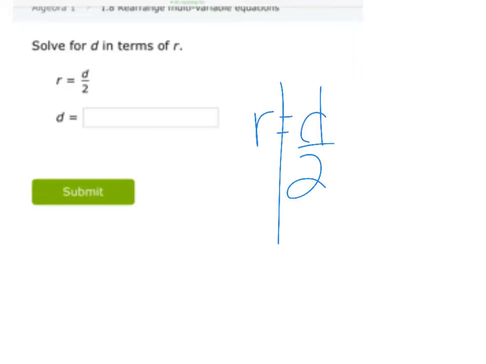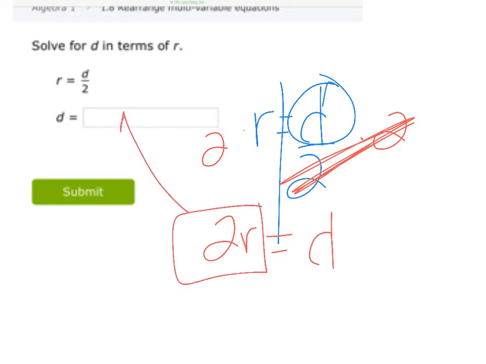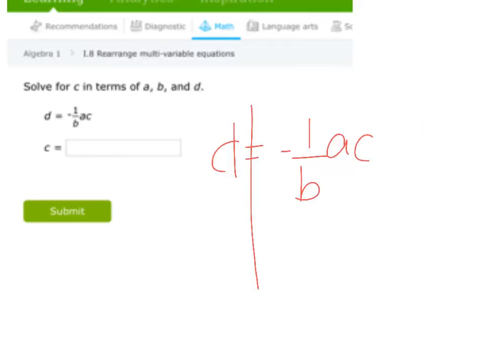For this problem, we have r equals d over 2, and we want to get d by itself. Again, if you look at the d value here, it is being divided by 2. So the opposite operation would be to multiply by 2. We're going to multiply both sides by 2. When that happens, these 2's go away, so we're left with our d, and then we'll have 2 times r. So we would plug in 2r, and that would equal d. So we're doing opposite operations.